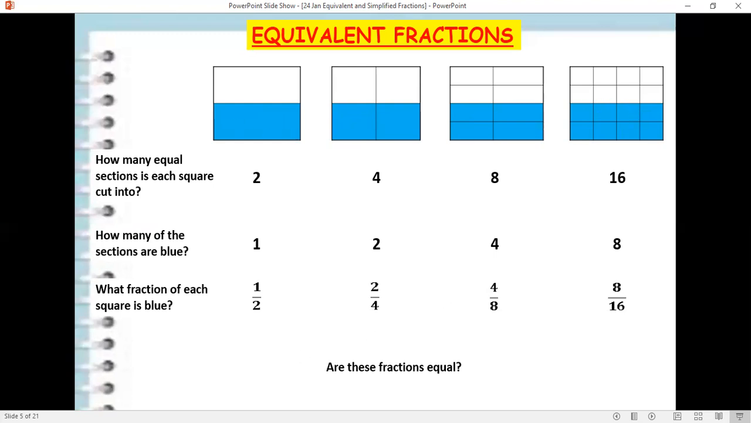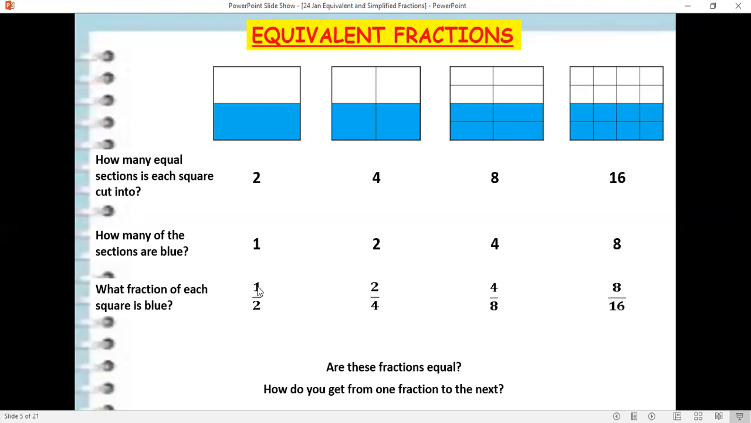Okay, so how are we going to get from one fraction to the next so that they will be equal? So this one, what do you notice? 1/2 became 2/4, and then 2/4 became 4/8, and then 8/16. So what do you notice? Did we divide or did we multiply? If the values of the numerator and denominator are increasing, what do you think? Did we divide or multiply?